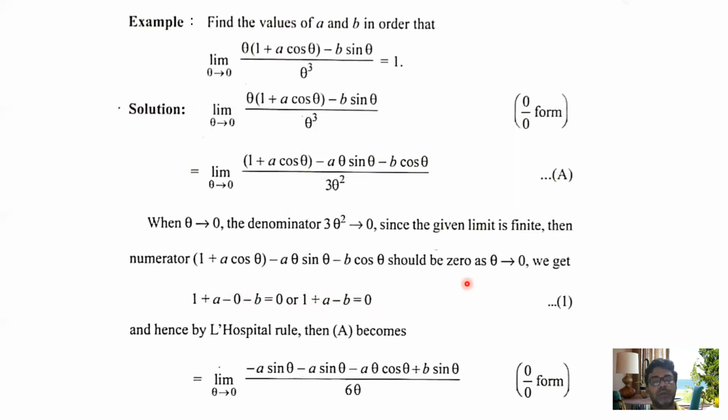One relation is coming. Again, suppose you have a 0 by 0 form, you are considering this. Again 0 by 0 form, because there are two unknowns. The lower part is 0, the upper part is non-zero, but your limit is finite, the result is 1. So that means the upper part should be 0, so that means 0 by 0 form. If I have a 0 by 0 form, then we can again differentiate. Using L'Hospital rule, minus a sin theta, a theta cos theta plus b sin theta by 6 theta. If I put theta equal to 0, this value is 0, this is also 0, 0 and 0. So again you have a 0 by 0 form.